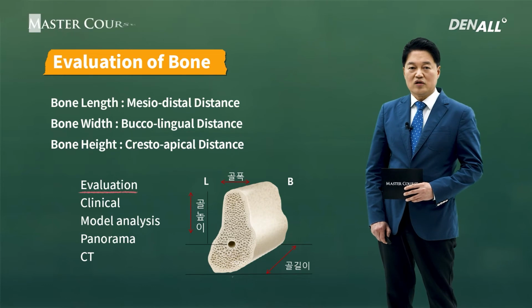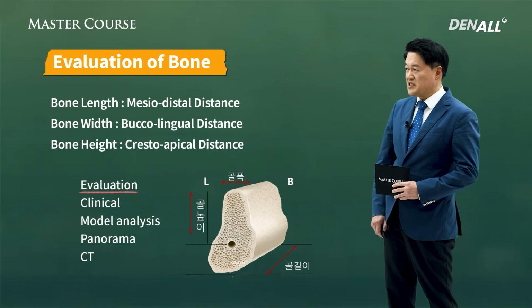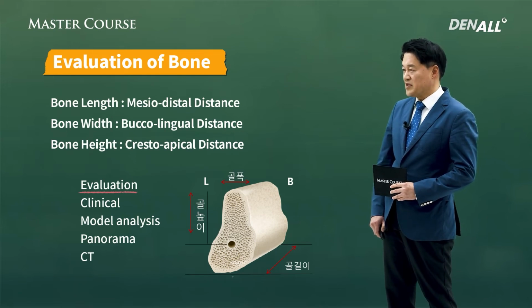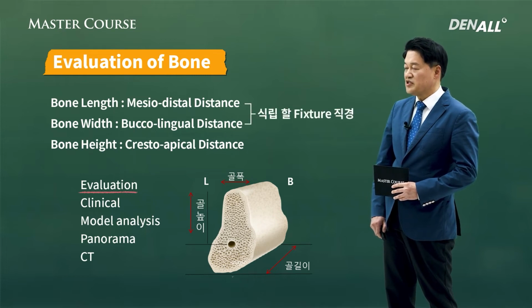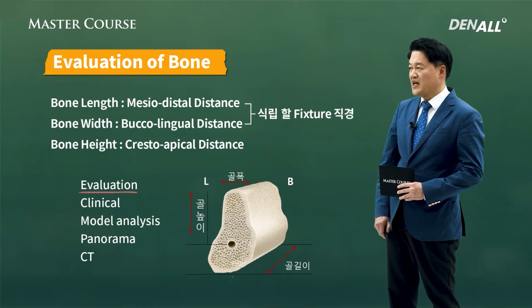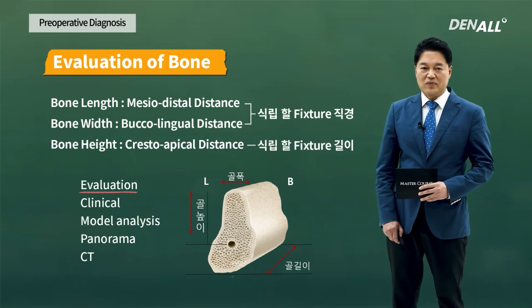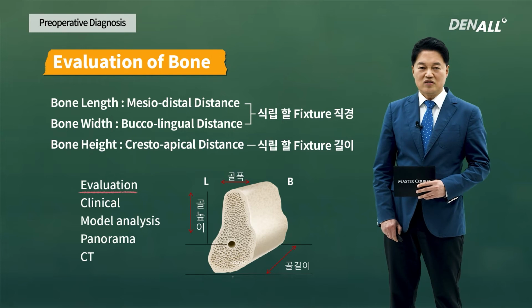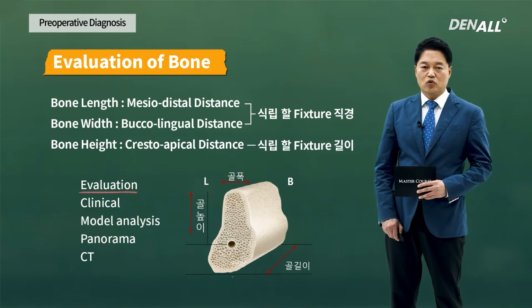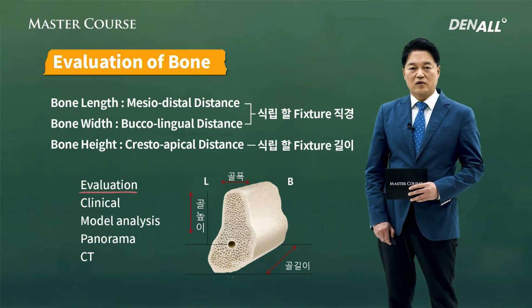When you evaluate bone, 3 factors need to be considered: bone length, mesiodistal distance; bone width, buccolingual distance. These 2 determine the diameter of the fixture to be placed. Bone height, crestoapical distance, is used to determine the length of the fixture to be placed. So this information is gathered through clinical image or panoramic image, CT, and we use it to evaluate bone.